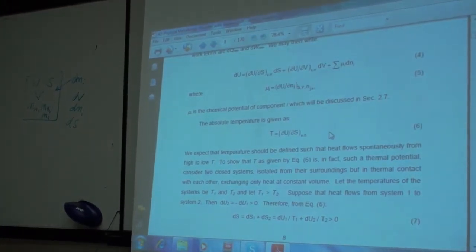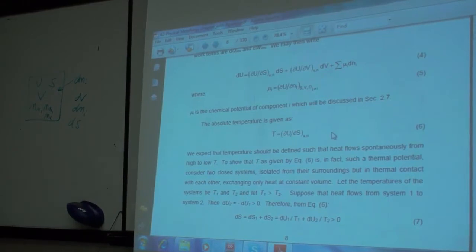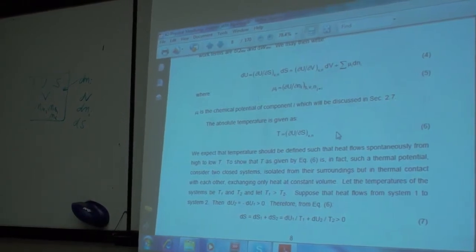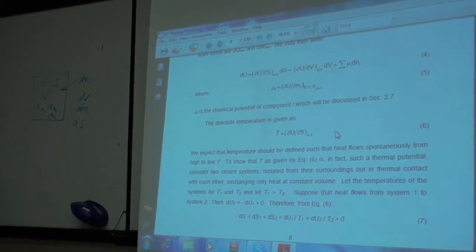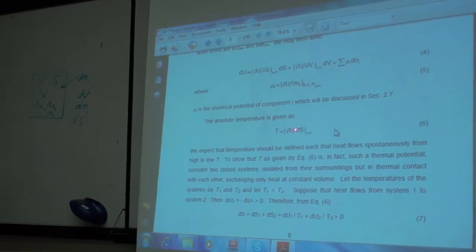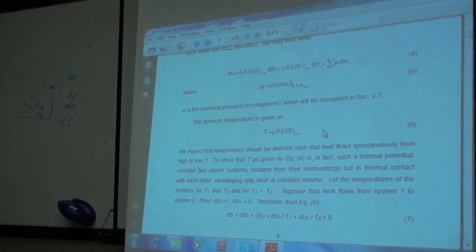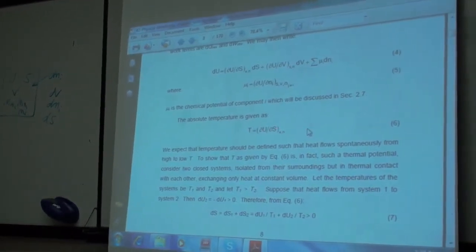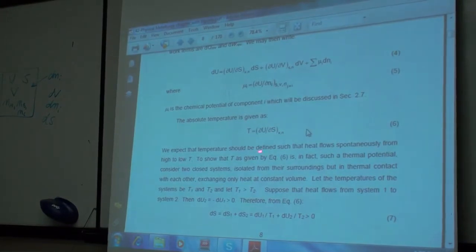Now you see in this, I'll show you more what this means in a minute. I'm trying to do this here the proper way. In this case, actually, this is the definition of temperature. Temperature is defined in terms of the energy and the entropy. We consider the entropy to be a fundamental property of the system, and this is actually the temperature.